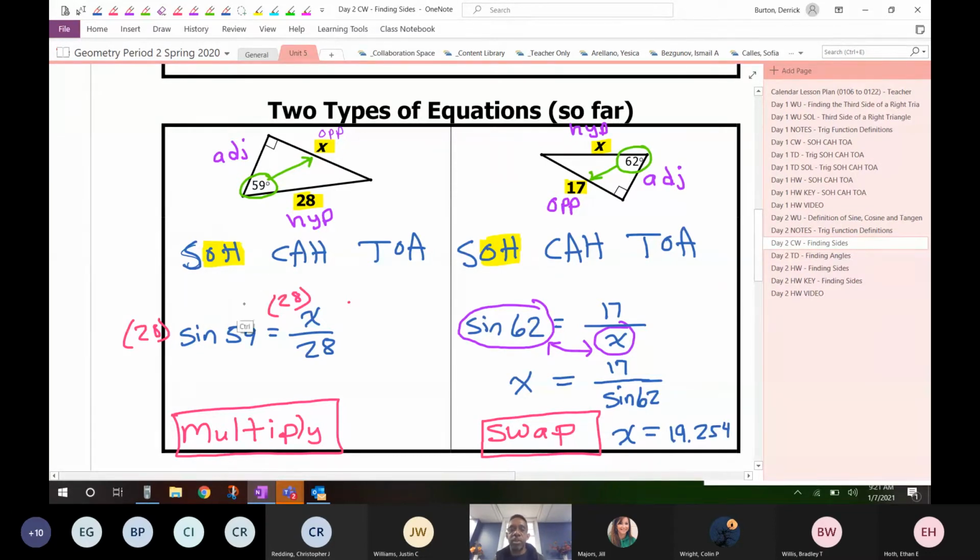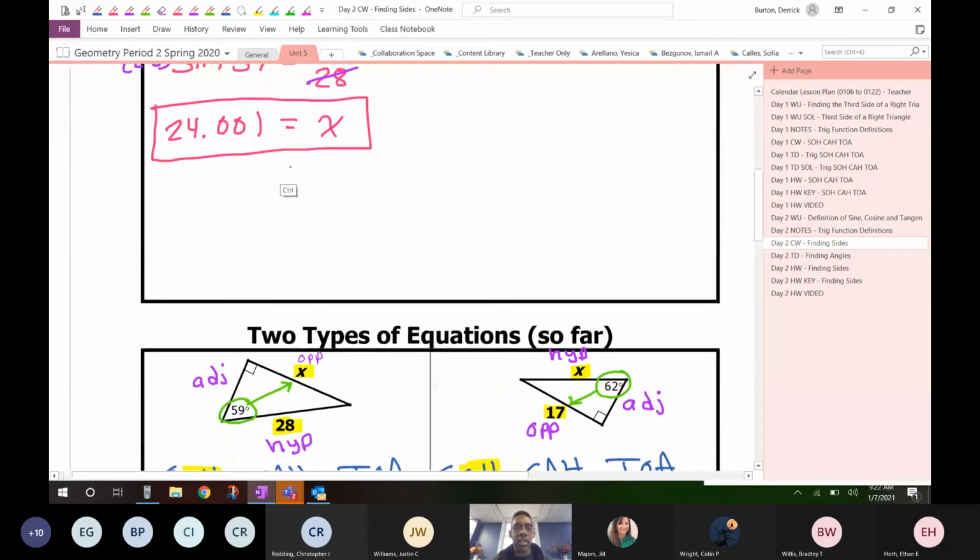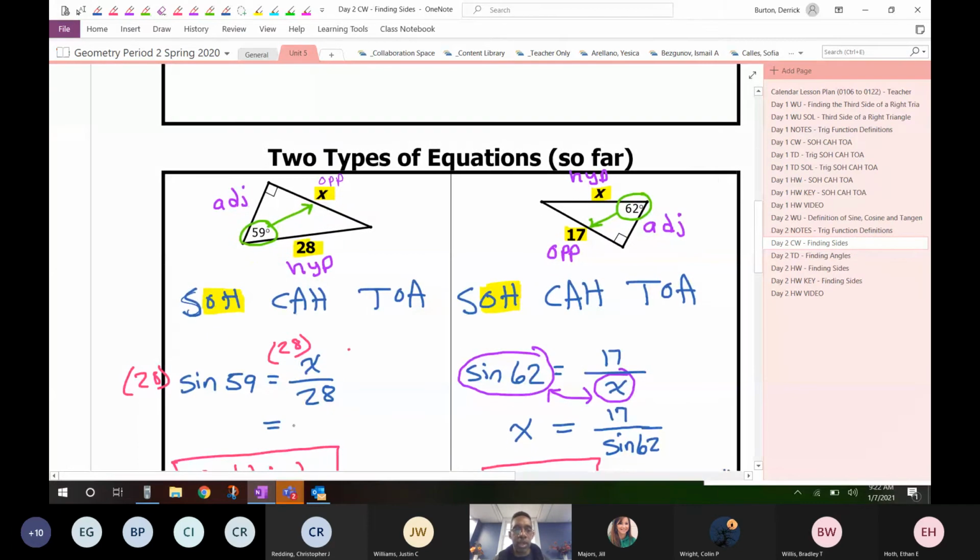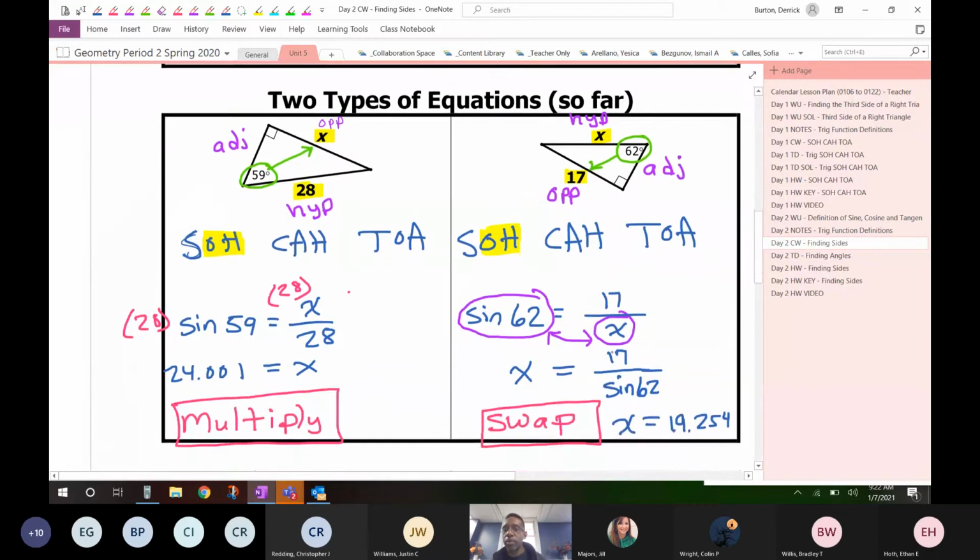Okay, so be aware of these two different types of equations. Again, when the variable is in the top, you multiply. When the variable is in the bottom, you swap these. Just for the sake of your notes, I feel like I should go ahead and write down the answer again. So we got x was 24.001.